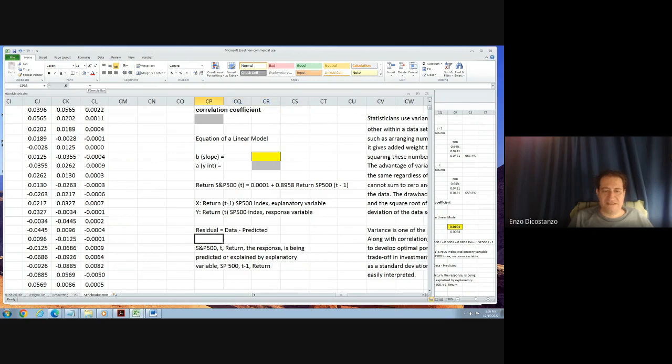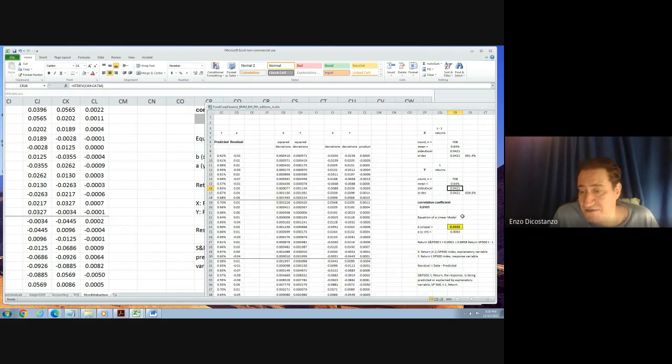Here it says S&P 500, the return or response is being predicted or explained by the explanatory variable, t minus 1. So yesterday's return is supposed to tell us what today's return is. That's what we think. There's other stuff here. You need the intercept equation. This is simply y bar minus x bar times the slope. And the slope is the correlation. Use the correlation coefficient.